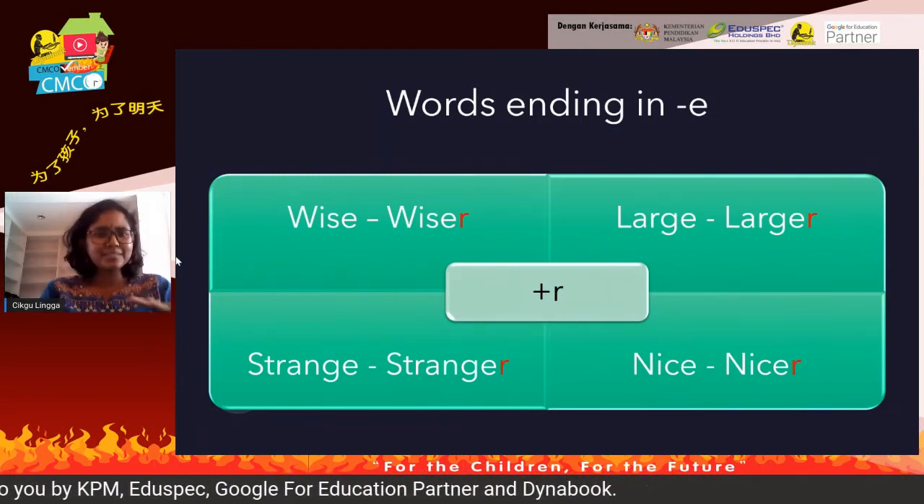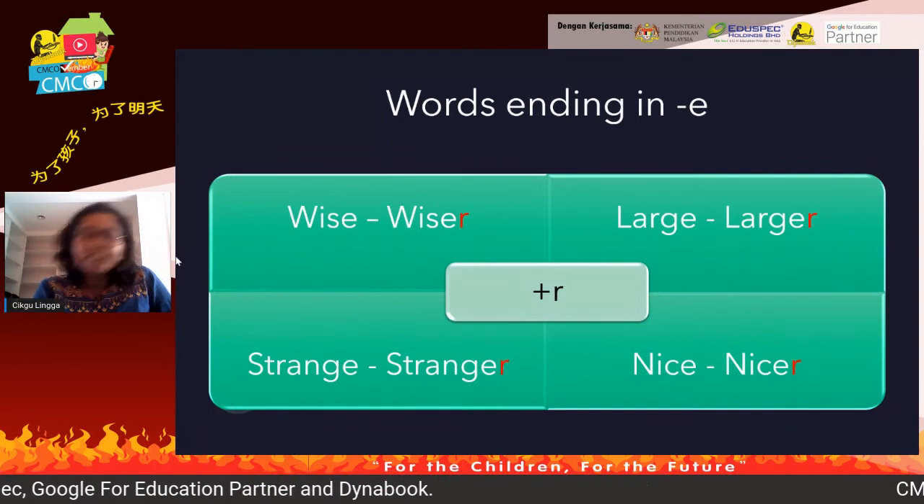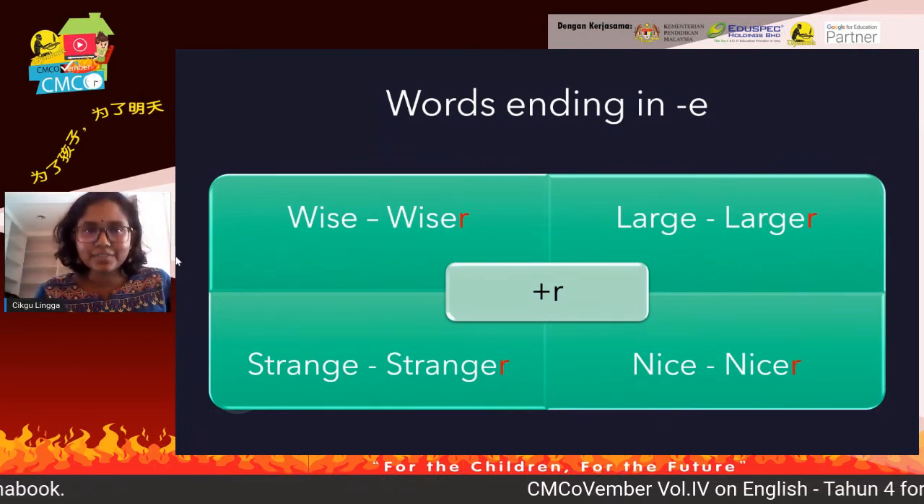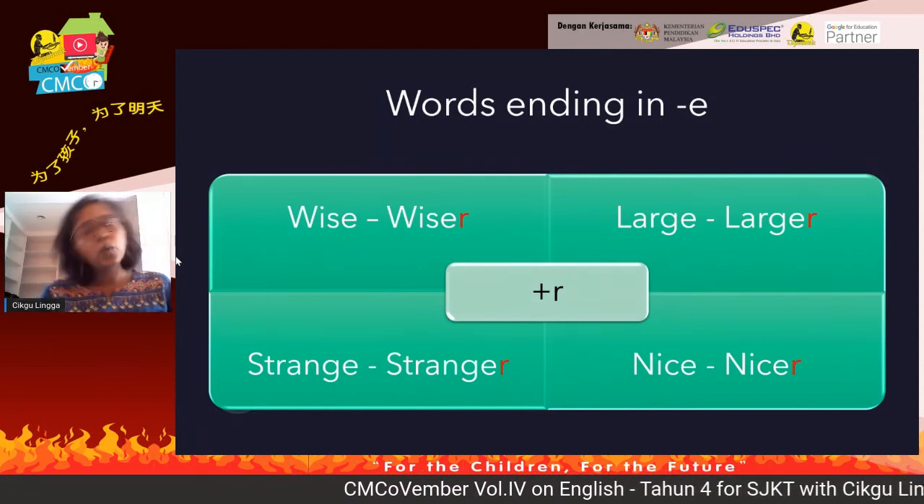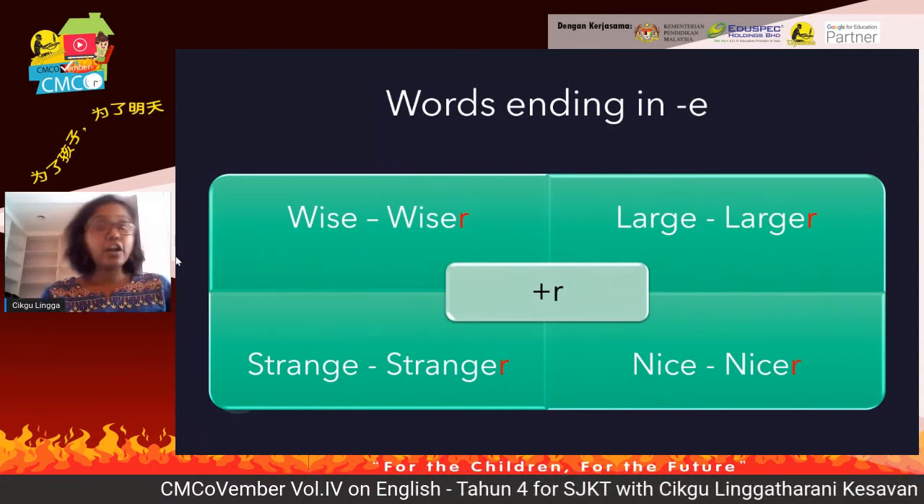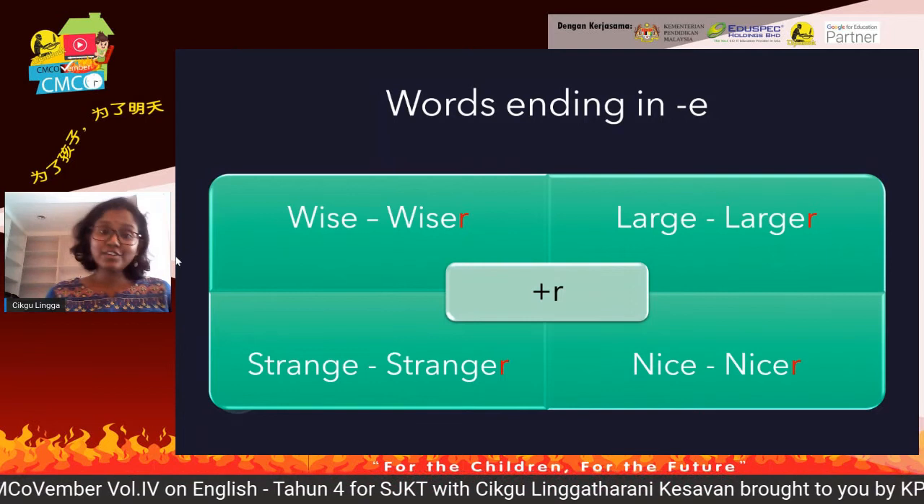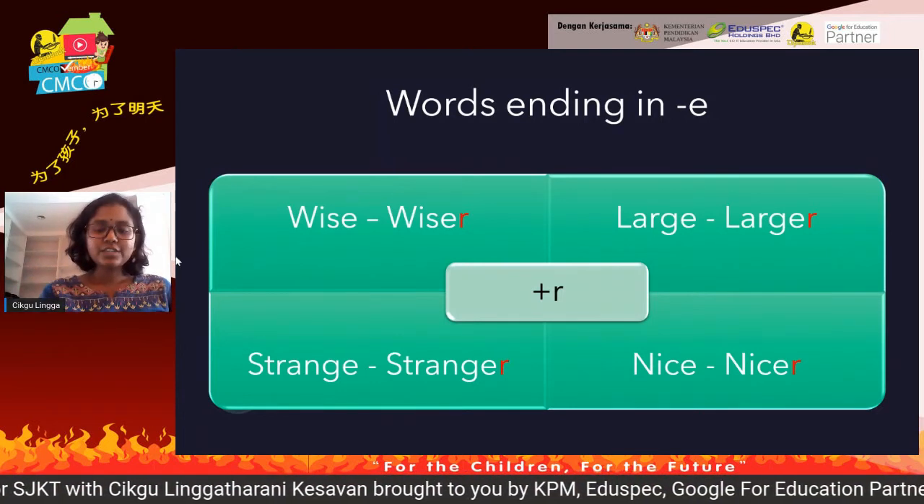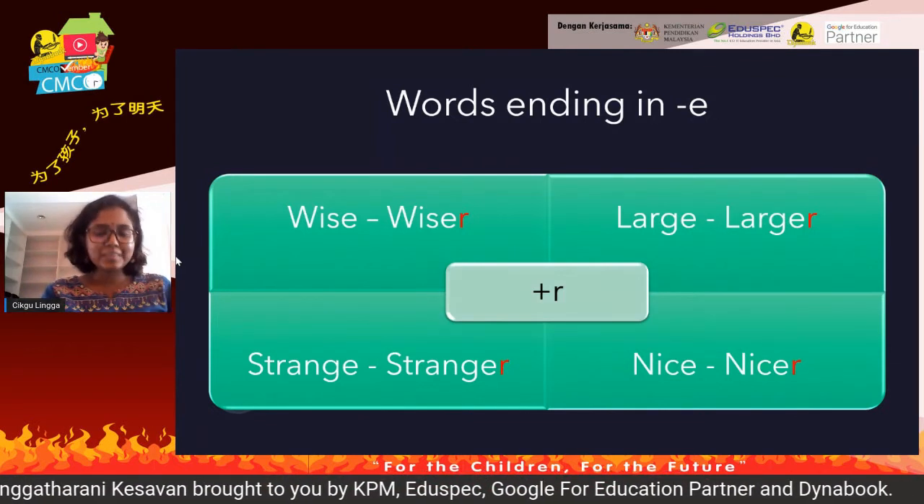It's pretty simple, right? I mean, the E is already provided, so just add R. Let's take a look at some of the examples. Wise, wiser, large, larger, strange, stranger, nice, nicer. So this is a very easy spelling rule.